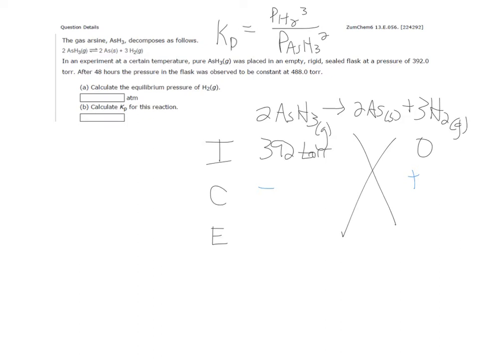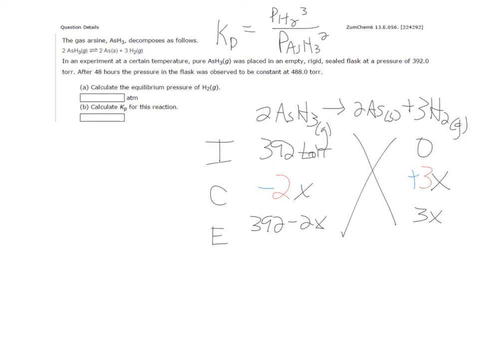We should also be aware of the coefficients. For hydrogen, it's 3. And for AsH3, it's a 2. So we'll be adding 3 times x for the hydrogen and subtracting 2 times x for the AsH3. And if we just add together the initial and change lines of the ICE table, we arrive at 3x for hydrogen and 392 minus 2x for the AsH3.